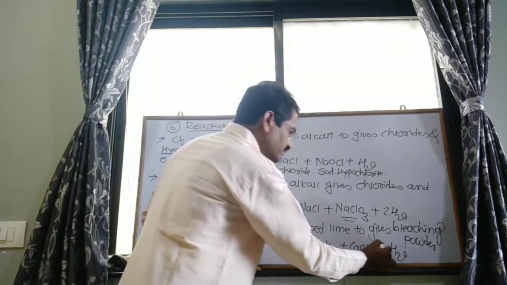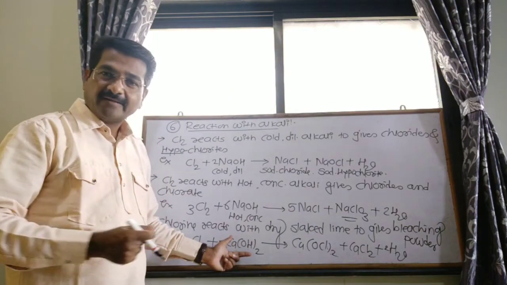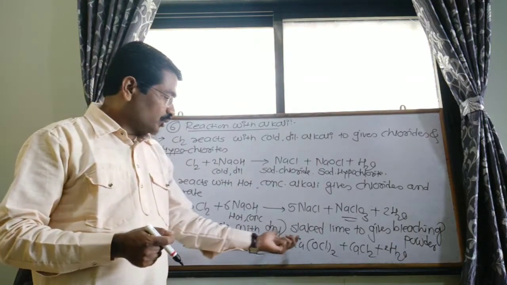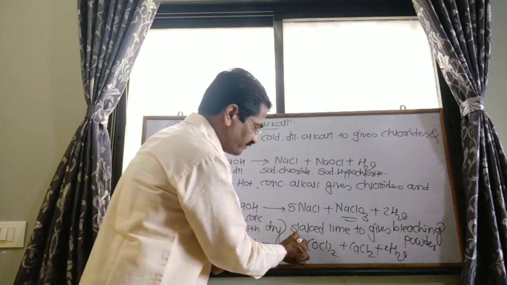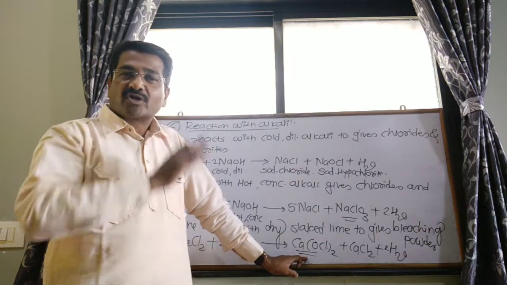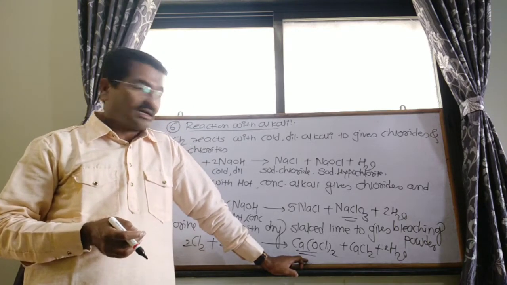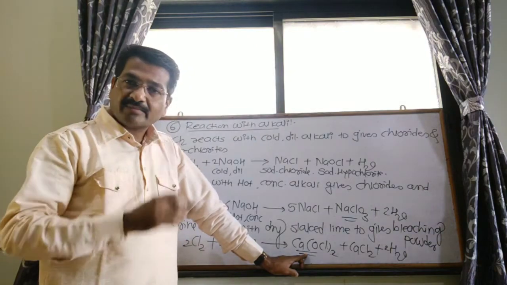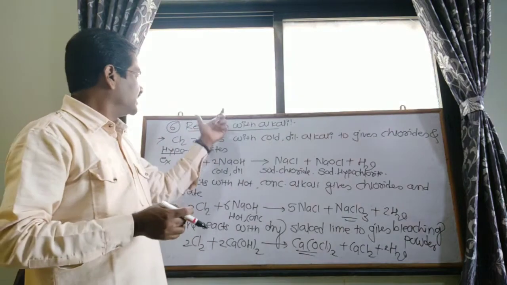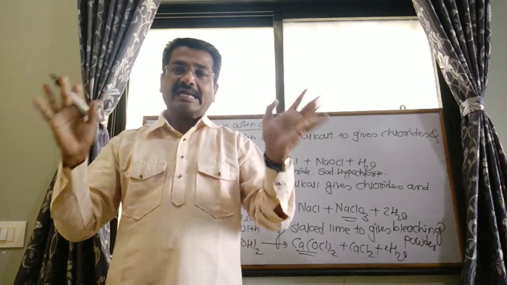See the reaction again. Chlorine reacts with calcium hydroxide, that is slaked lime, to give calcium oxychloride. Calcium oxychloride is the bleaching powder, which is used for the purification of drinking water; it is a sterilizing agent. Again calcium chloride and water are given out. So these reactions occur with chlorine and alkali under different conditions.